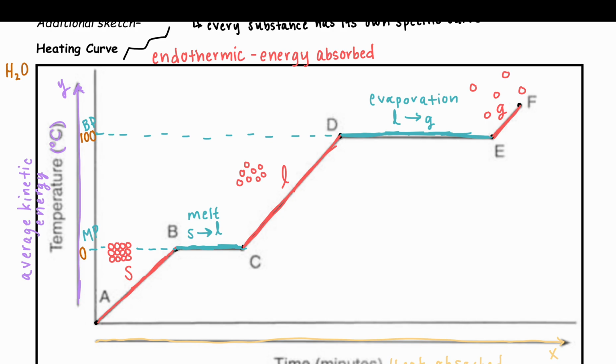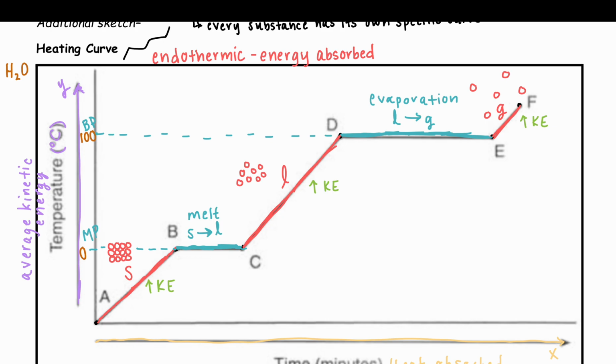Okay, so let's look at the energy changes that occur throughout these different segments. On all of the red segments where we have one phase of matter, for your heating curve, the average kinetic energy is going to be increasing. So the amount of motion that these particles have in this substance is going to increase as we go from a solid to a liquid to a gas. The more motion they're going to have.